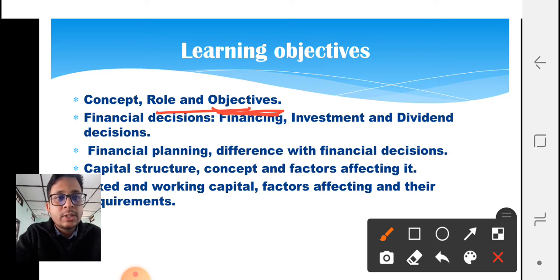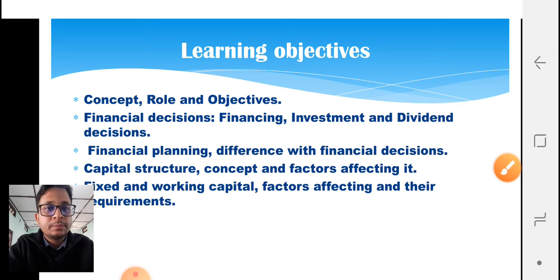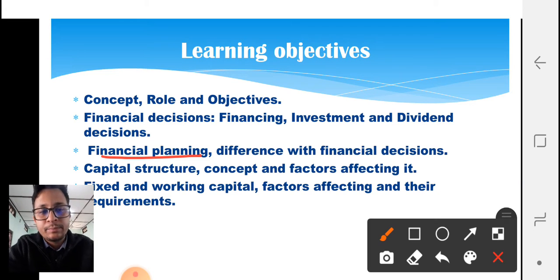Next we'll also be discussing the objectives of financial management. Usually the first objective of financial management is wealth maximization. However, there are other types of objectives, and we'll be discussing that. But primarily, for every company, whenever financial management is deployed, the first objective is the maximization of wealth of the shareholders.